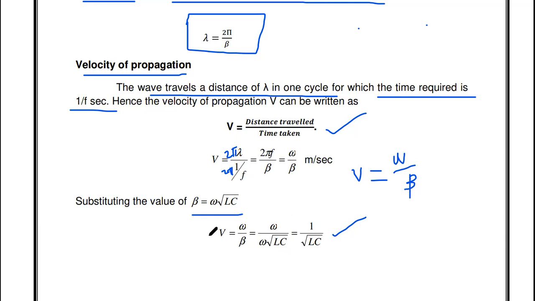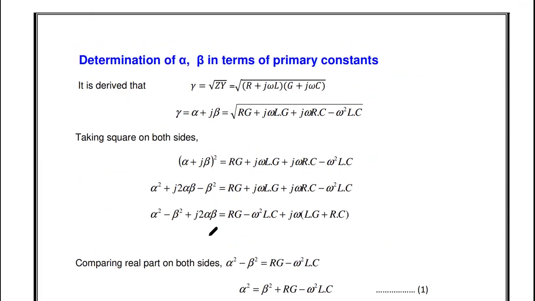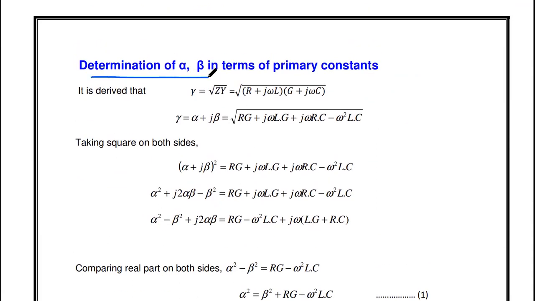Okay, so in the next videos, the next topic we are going to see is the determination of alpha and beta in terms of the primary constants. We already discussed the primary constants. What are the primary constants of a transmission line? The resistance R, inductance L, conductance G, and capacitance C. So these are all the 4 primary constants of the transmission line.